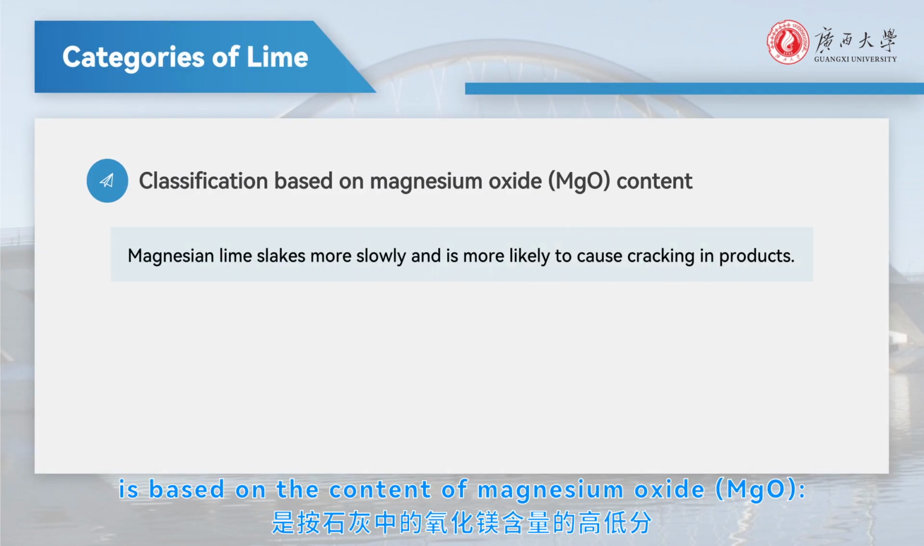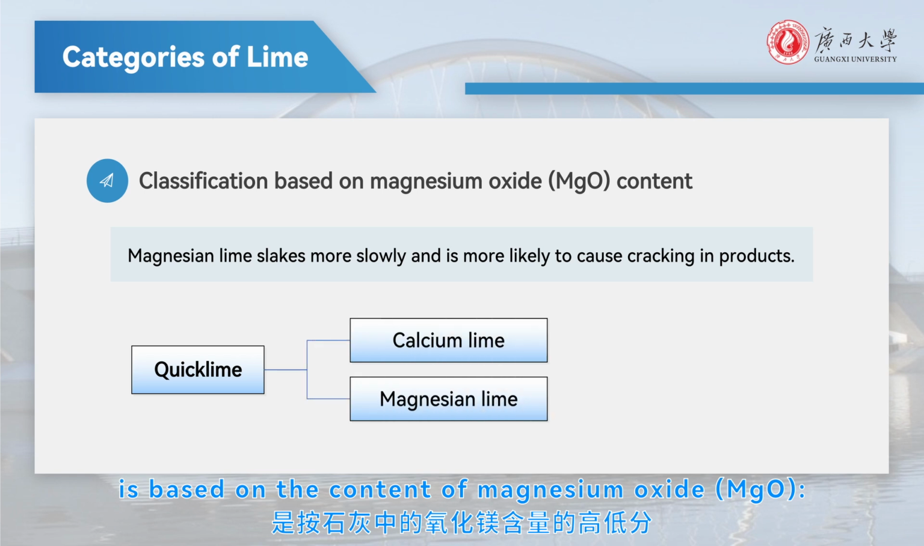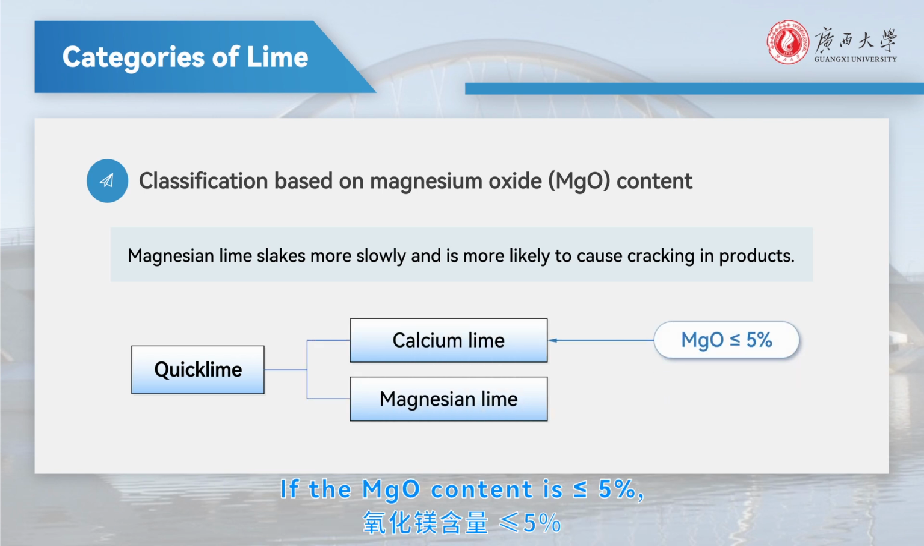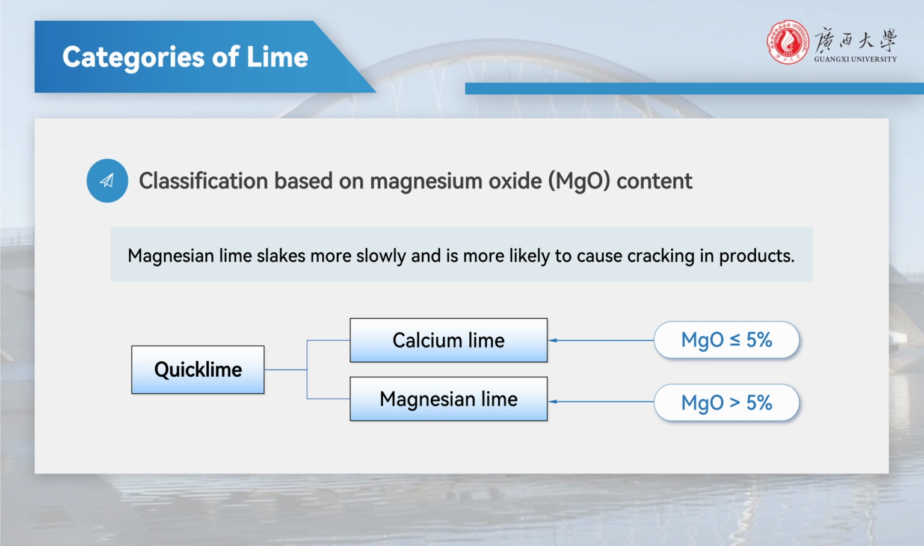The first is based on the content of magnesium oxide. If the magnesium oxide content is less than or equal to 5%, it is called high calcium lime. If the magnesium oxide content is greater than 5%, it is called magnesian lime.